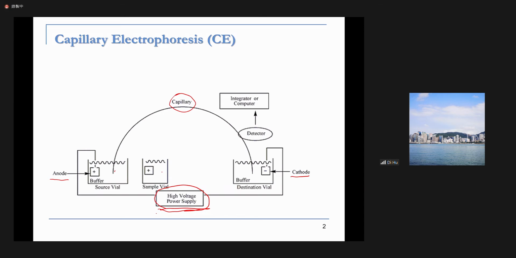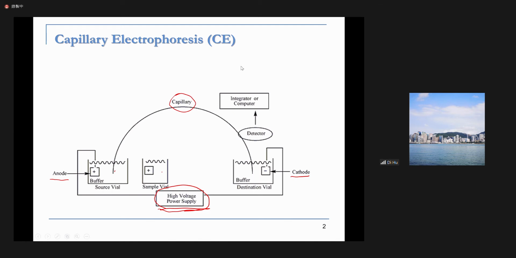And how could they separate? Remember last time I mentioned two terms that are very important for capillary electrophoresis. All the ions, whether negatively charged, positively charged, or even neutral compounds without any charge under normal conditions.